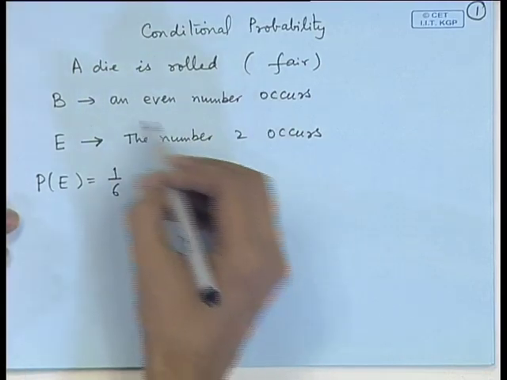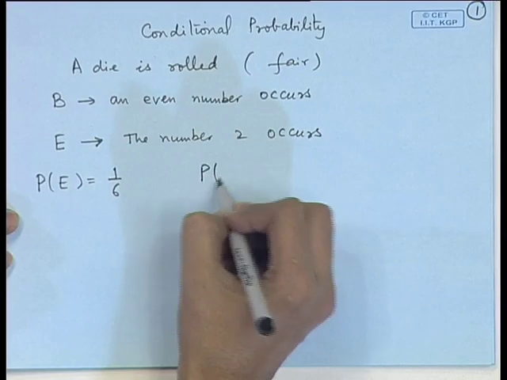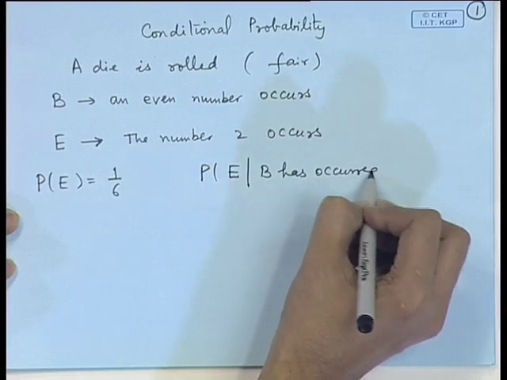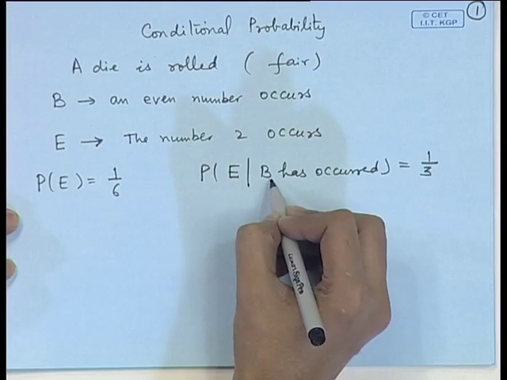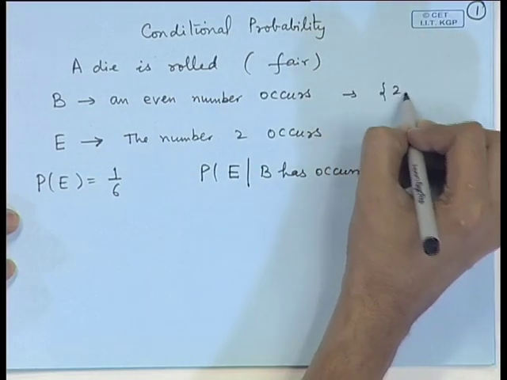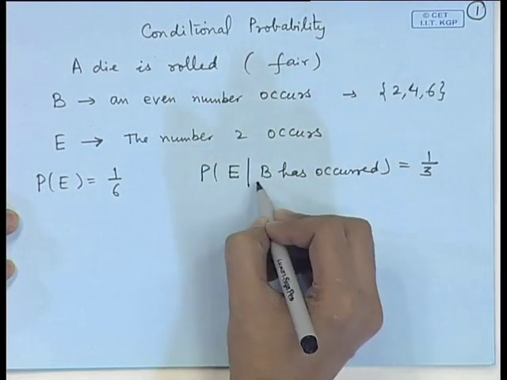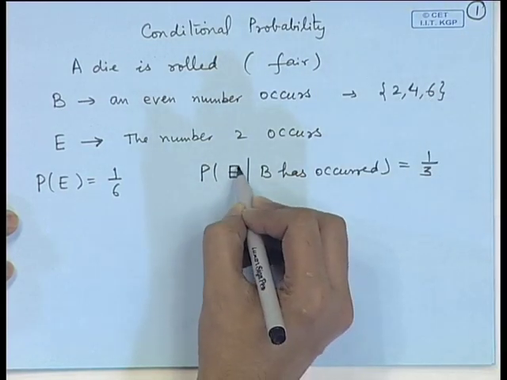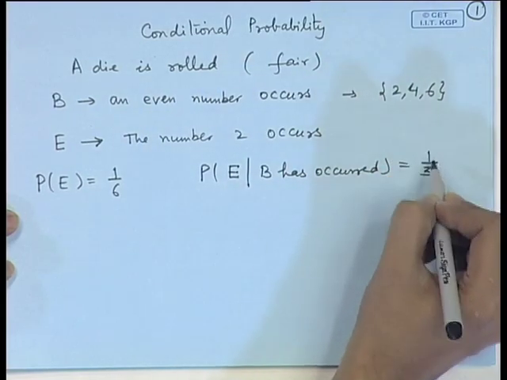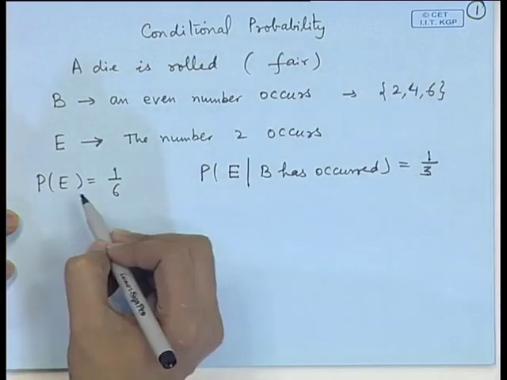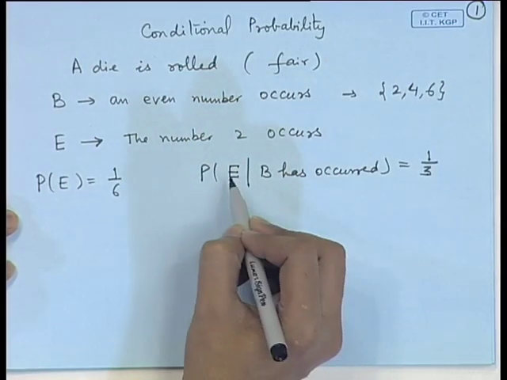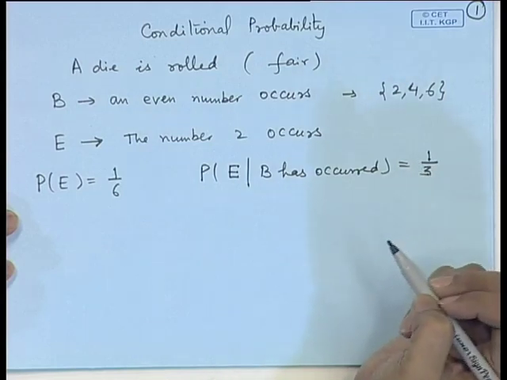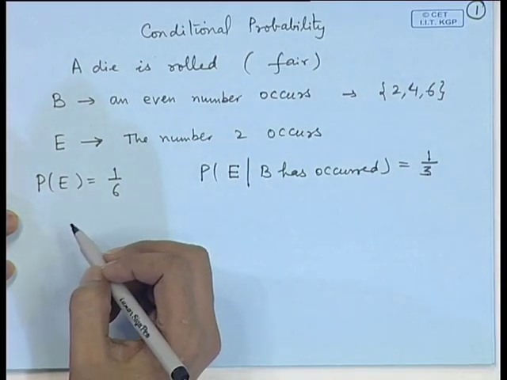However, if I know that an even number has occurred, then the probability of E given that B has occurred is 1 by 3, because B has elements 2, 4 and 6. That means my sample space has been restricted to 3 elements: 2, 4 and 6. Out of this, if we say 2 occurs, then it is one of the 3 possibilities, and therefore the probability is 1 by 3. So you can see that the partial information helps us in making better probability statements. Let us define formally the conditional probability.